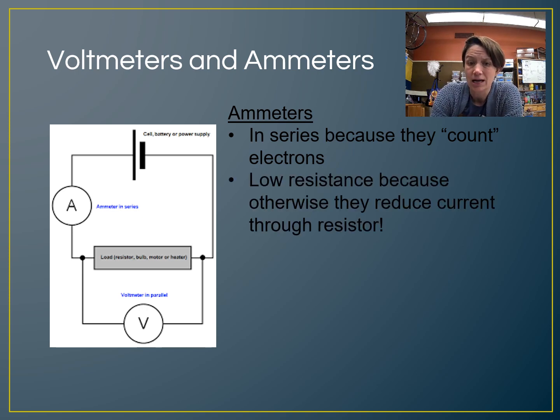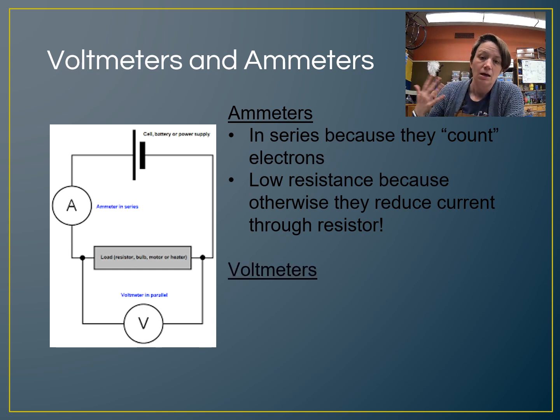Along the same lines, ammeters need to be low resistance, because if they were a high resistance, they would actually reduce the current in the entire circuit or in the resistor that you're trying to measure. So ammeters are negligibly resistant. They're very low resistant devices that count the electrons.